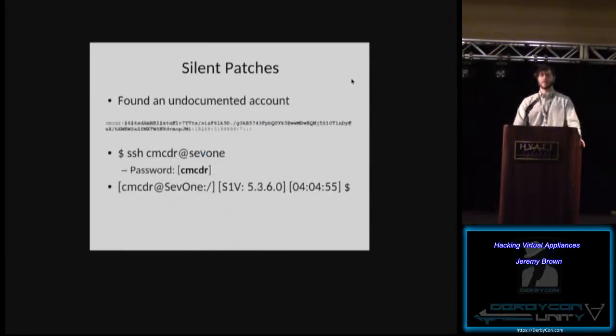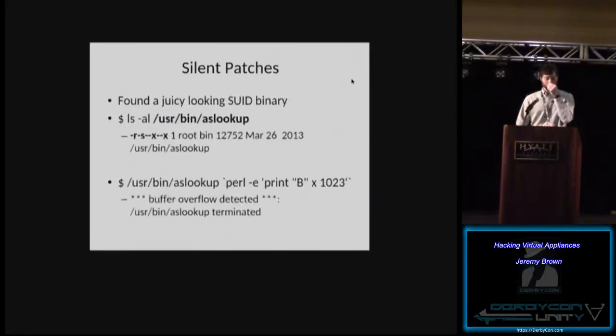So when I was looking at this virtual appliance, I found another undocumented account, CMCDR user with same password. And I was like, all right, that's great, that's a remote. And also, I was looking around the system, and there's a pseudo root binary called ASLOOKUP, some custom binary. And if you just pass a large first argument, you can straight up stack overflow ASLOOKUP. So depending on mitigations and all that stuff, but you can kind of consider that a privilege escalation, to be on the safe side, if you exploit the buffer overflow.